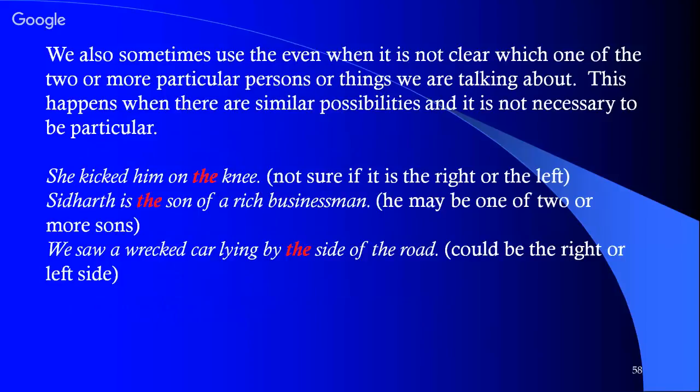We also sometimes use the even when it is not clear which one of the two or more particular things or persons we are talking about. This happens when there are similar possibilities and it is not necessary to be particular. She kicked him on the knee. Everyone has two knees. We are not particular. Left knee or right knee, we are not particular about it. So she kicked him on the knee.